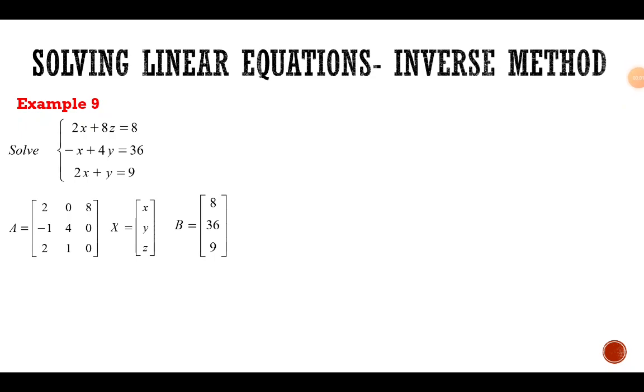So in this next video, we are going to discuss example 9. Given to us in example 9, the linear equations: 2x plus 8z equals 8, negative x plus 4y equals 36, and 2x plus y equals 9.